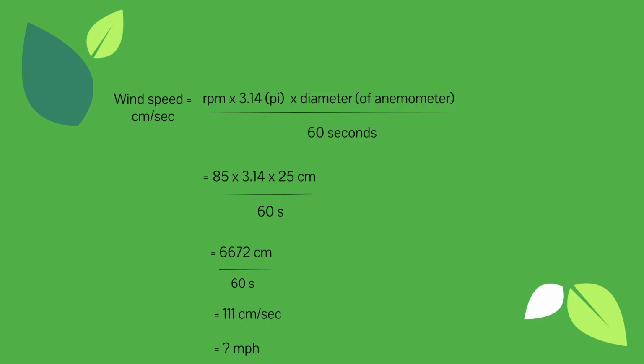So all I had to do was plug in all those numbers. I went for the windiest spot I was on the lake at 85. So 85 revolutions per minute times 3.14 times 25 centimeters divided by 60 seconds becomes 6,672 centimeters per 60 seconds. If I divide the numerator by the denominator, I end up with 111 centimeters per second.